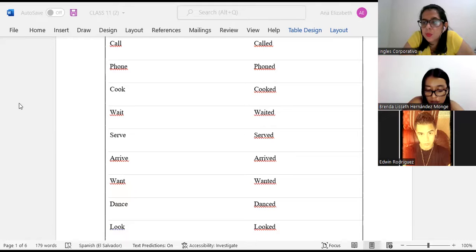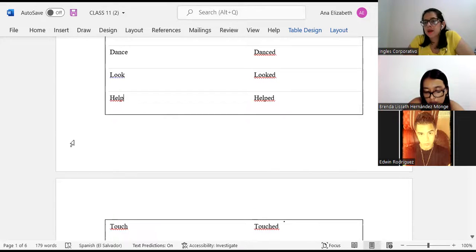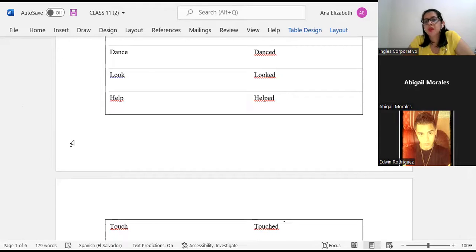Another example. I look at the ocean. I look for the ocean. Así, ¿verdad? The ocean. Ah, sorry. I look for the ocean. Yes, I do. What about help? Yes. Ajá, dame un example.